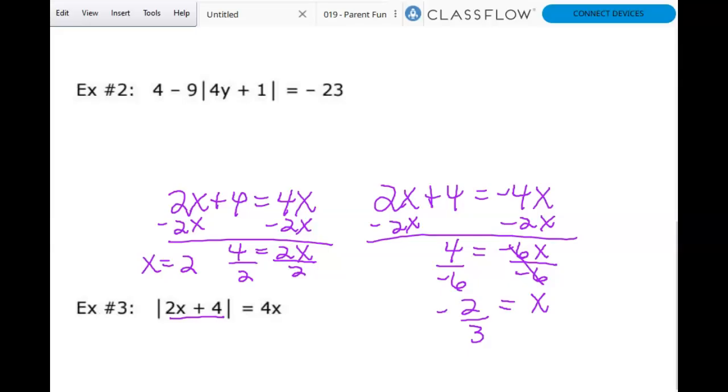so if I put the 2 inside the absolute value, I get 2 times 2 is 4, plus 4 is 8. And if I take 4 times 2, I get 8. So 8 equals 8. So this one checks.